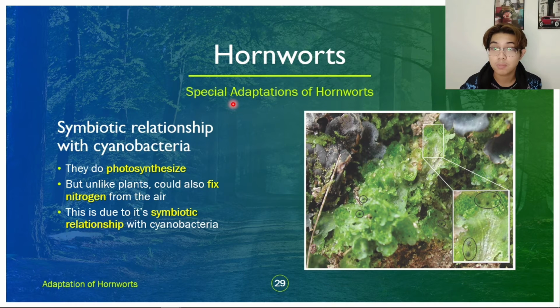Go to hornwort's special adaptation. Hornworts have a symbiotic relationship with cyanobacteria. First of all, hornworts do photosynthesize, but in cases where they cannot proceed with photosynthesis, they can also fix nitrogen in the air. How? This is due to the symbiotic relationship with cyanobacteria. The cyanobacteria living in the hornworts fix nitrogen, converting ammonia to nitrites and nitrites to nitrates. Thus, nitrates can be used by the hornworts for further processing of energy.